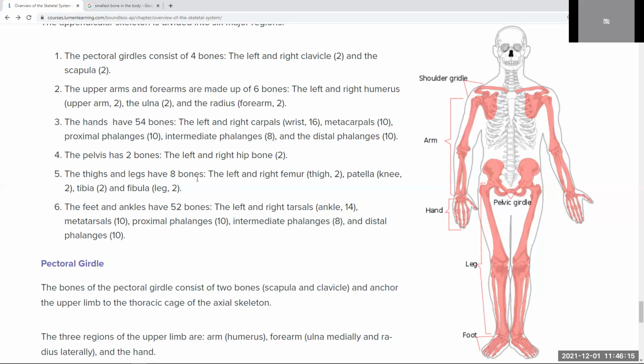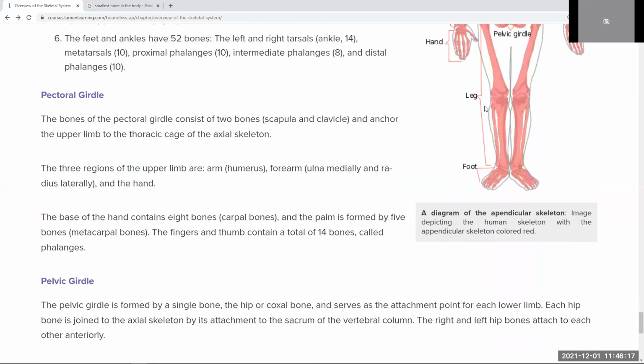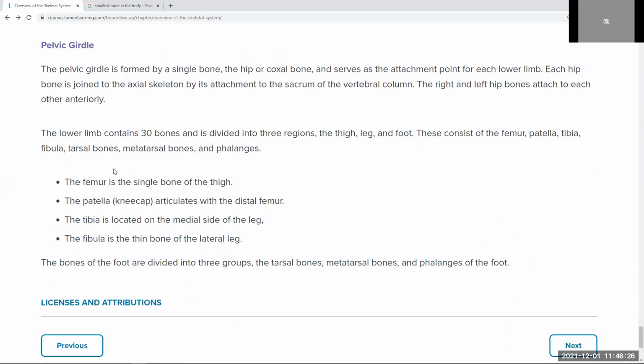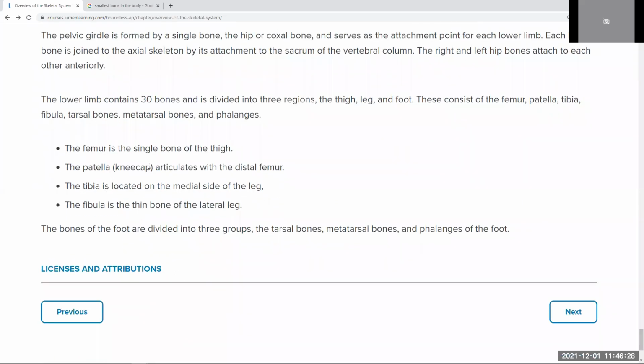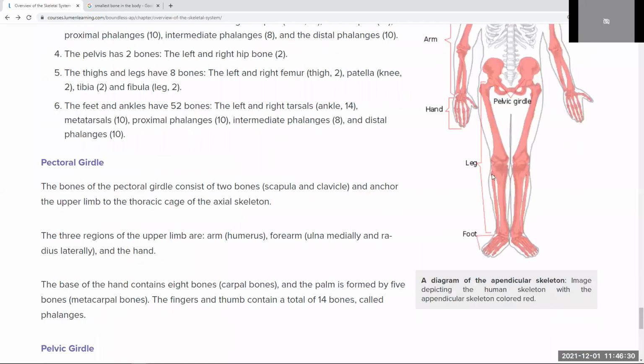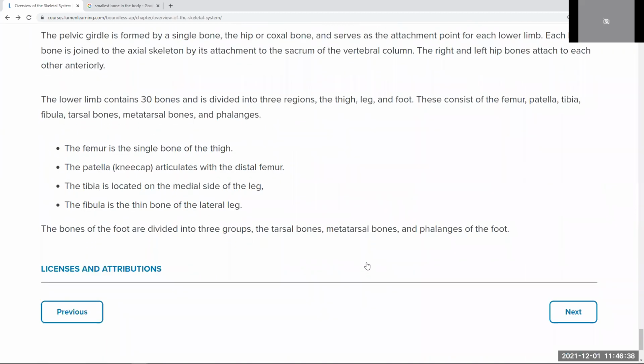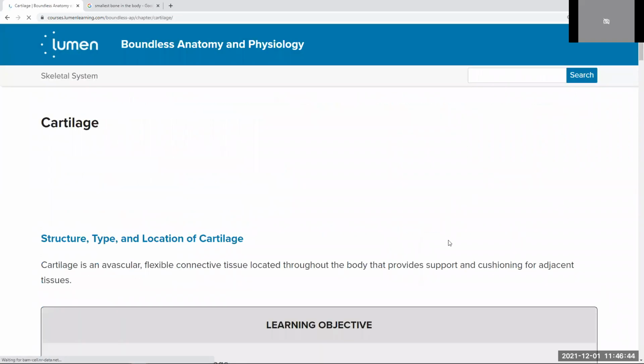Okay, all right, so let's continue. Pectoral girdle, we mentioned that. Base of the hand, we have to get into that. Pectoral, that's the upper one. The pelvic, that is a very important one. The femur and the patella. So this is your patella here. Very important. It allows for the articulation of the bones. If you don't have them, it could be problematic. And then, of course, the phalanges located in the foot.